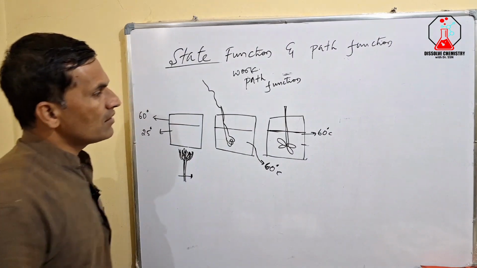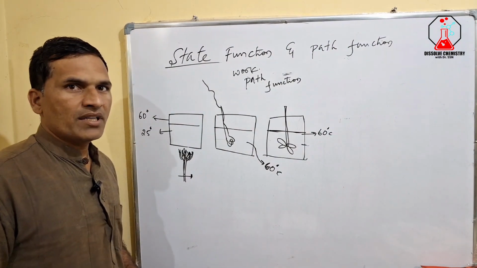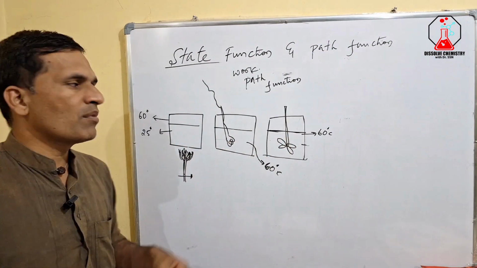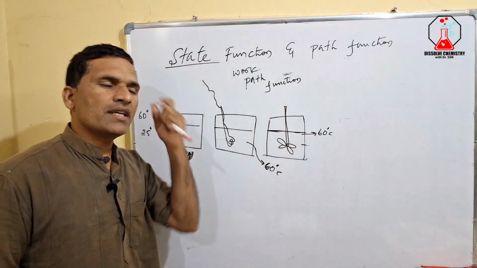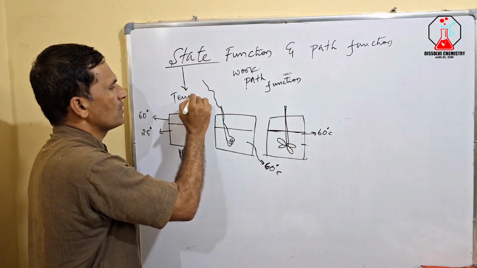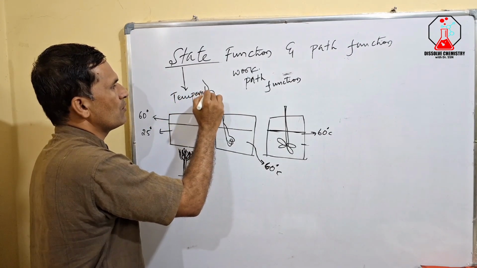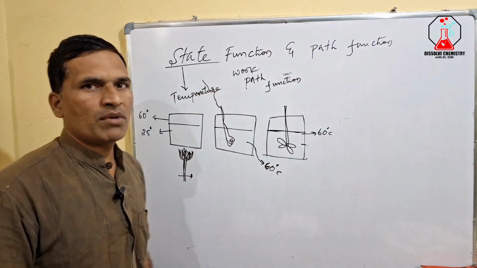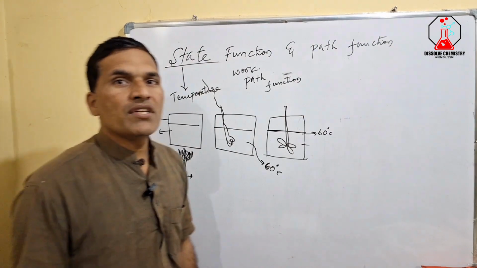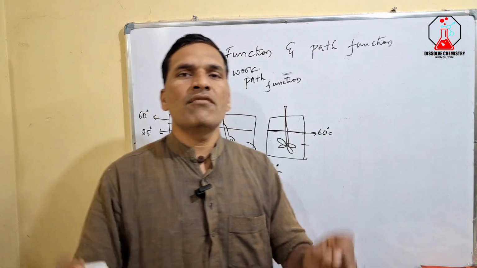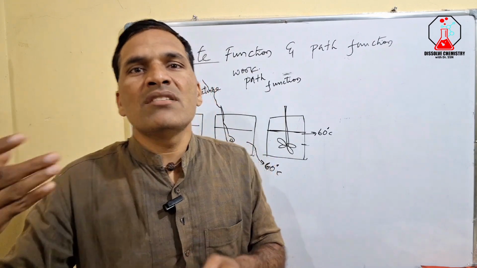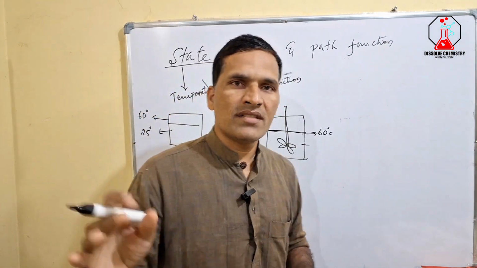Similarly, temperature. Initially we had 25 degrees Celsius and then 60 degrees Celsius in all the containers. Irrespective of the way you have brought it, the temperature has gone to 60 degrees Celsius. Therefore temperature is called a state function. I think you have understood state function and path function. Let us define the terms. The thermodynamic function which only depends upon the initial and final state of the system, but not on the way that system has been changed, is called a state function.